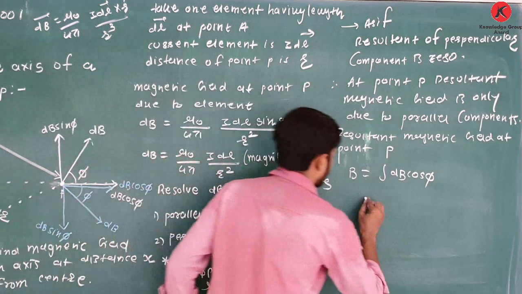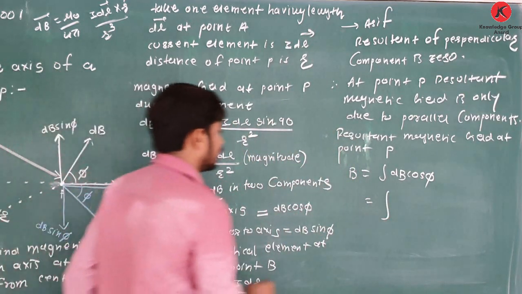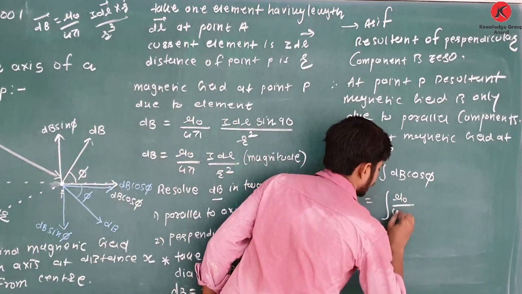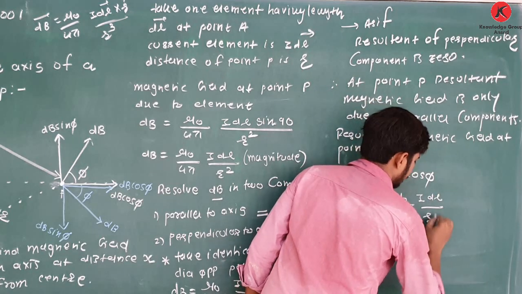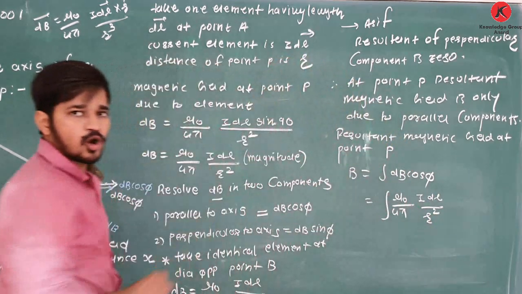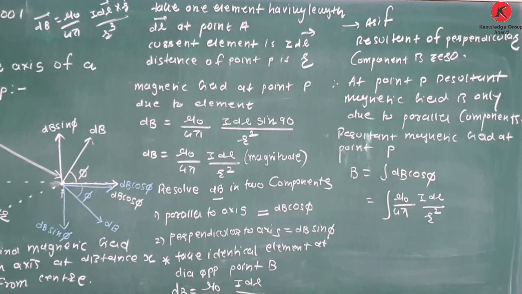Now, B is equal to integration. What about dB? Yes, we have the equation of dB: mu 0 upon 4 pi, I dl upon r square. Okay, cos phi. Yes, how do we put the value of cos phi? See in figure, this angle is phi. Yes or no? Observe this in figure. This angle is phi.